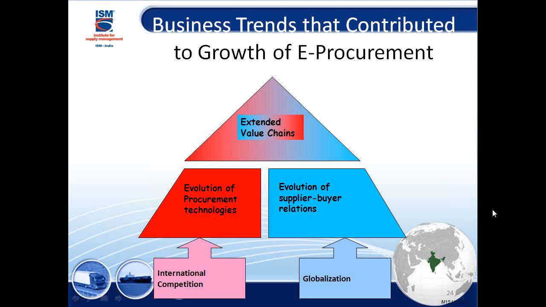Now the question comes: what has contributed to the growth of e-procurement? To me, I look at two things. One is globalization. In the good old days, we were all buying locally, so it was not very important. Now the suppliers are spread worldwide. When the suppliers are spread worldwide, I need a tool to connect, a tool to transfer my request, and a tool to get my offers. So that's where globalization has come in.